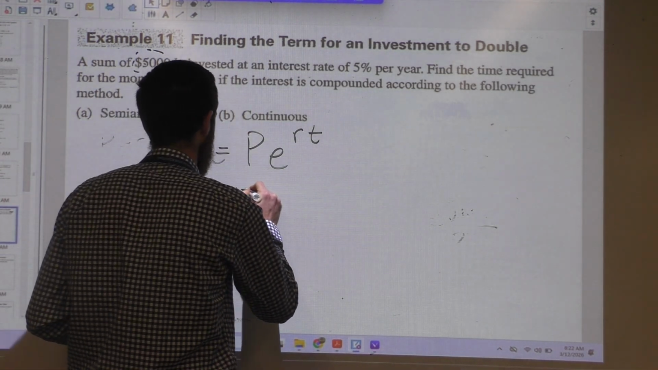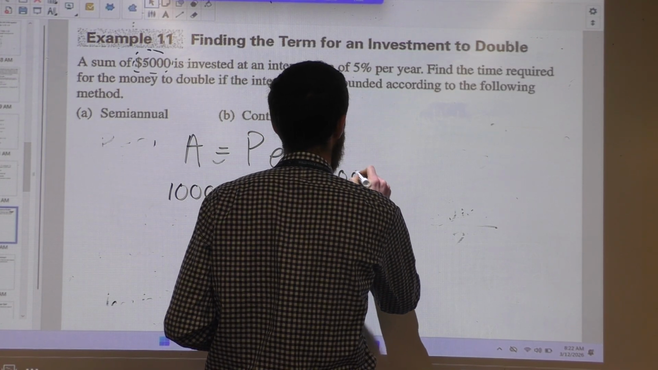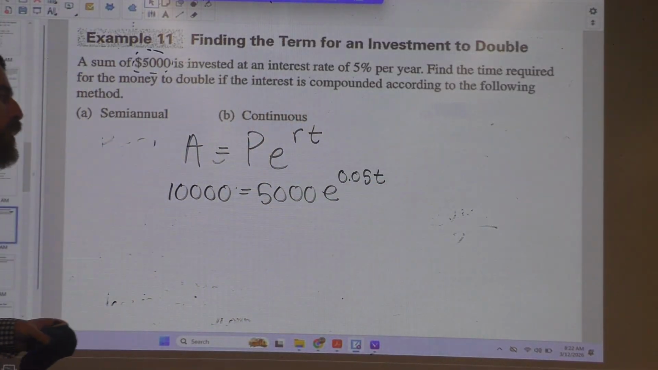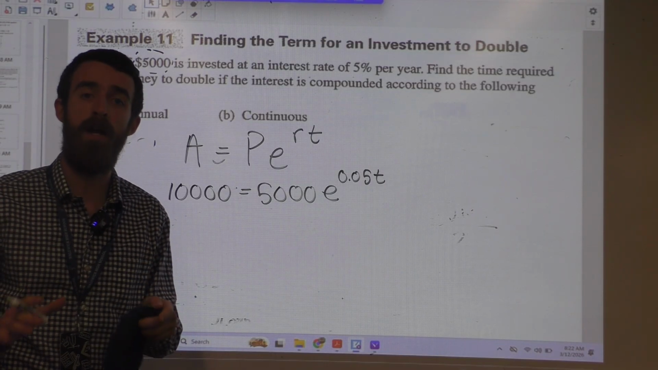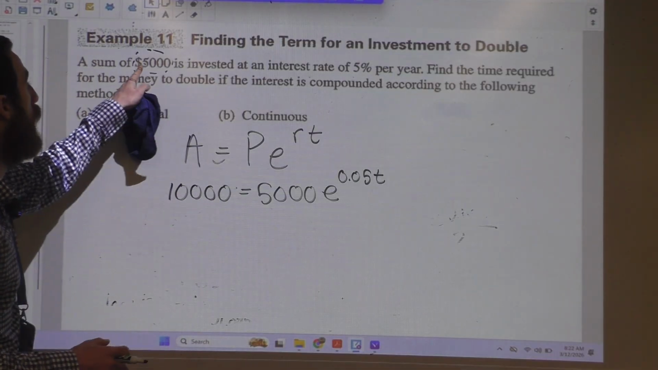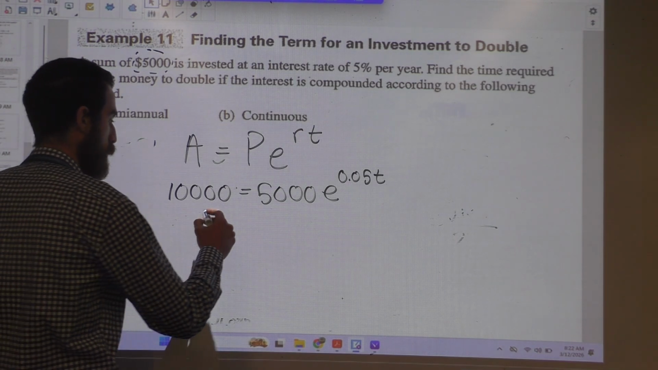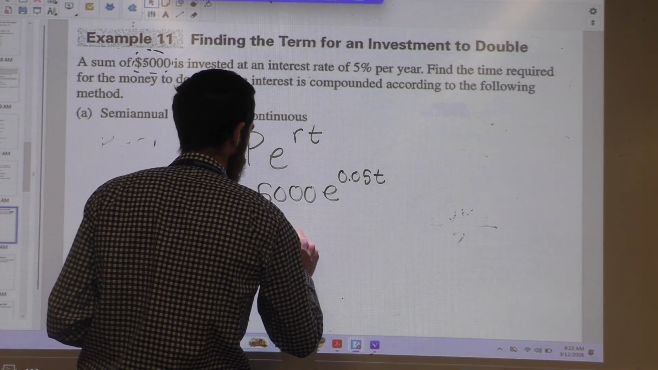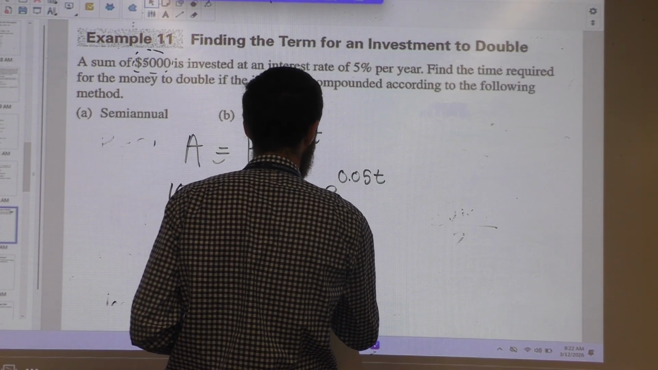10,000 equals 5,000 e to the 0.05t. That is r, the same r as before. There's no n. It's not compounded a certain amount of times per year. It's continuous. Again, that is going to give me 2 after I divide. You did not need to be given the $5,000. The same question has the same answer without an amount of money at the beginning. But it does help to start with this so that you can see why we can get to 2 equals e to the 0.05t.